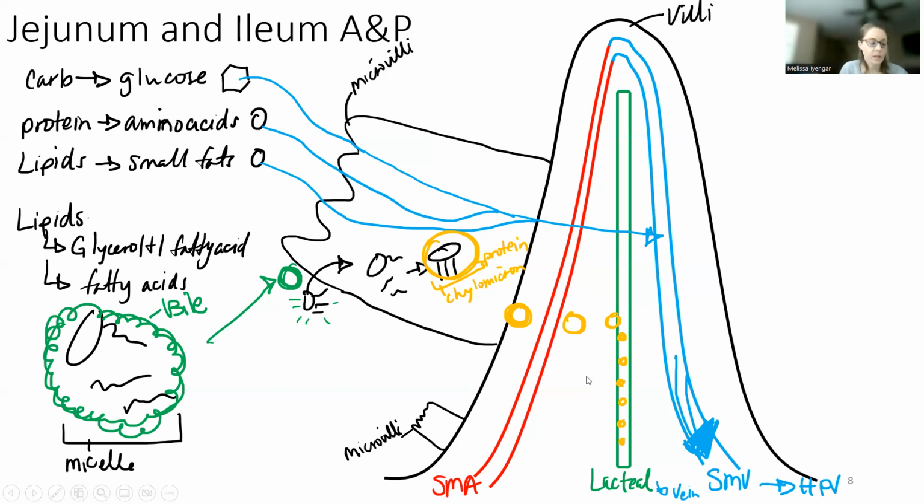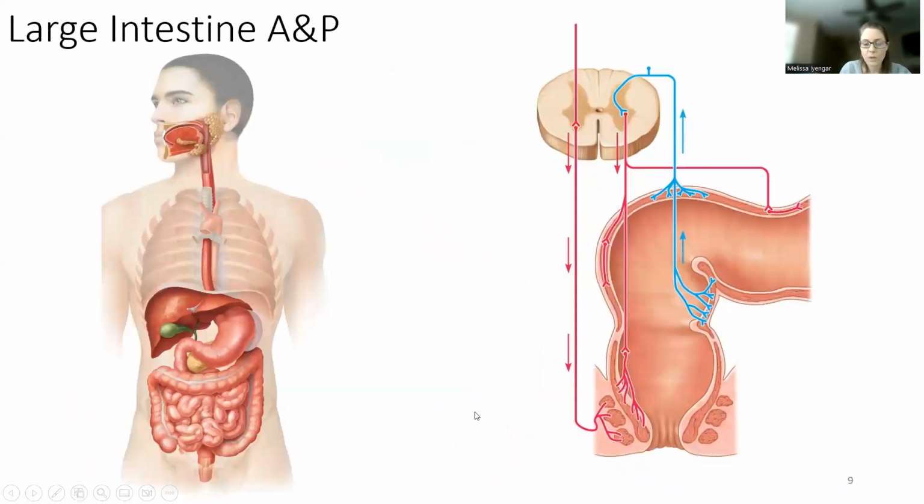Okay, so that's it for small intestine stuff. We just got one more part to do, which is the large intestine stuff.